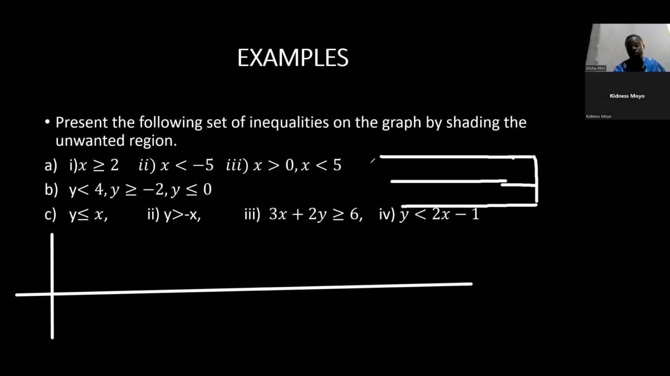Those equations which have inequalities with two variables, x and y, are different from those we looked at in the first place. These first ones only had one variable, the x variable. Then here we only have the y variable, but here we have both x and y. So for you to draw a graph of such lines, you need to come up with a table of values.